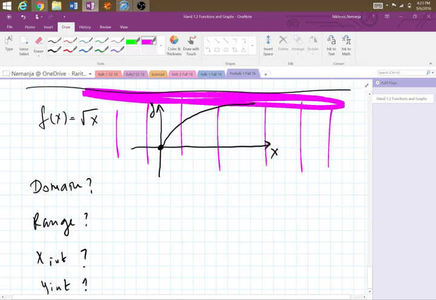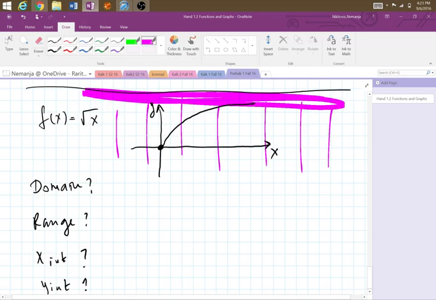Domain will be the shadow, because domain is on the x-axis. So domain is going to be the shadow that is created. Now observe over here, the light has nothing to hit, so there is nothing on this side. The first time the shadow is created is here, and there is shadow forever this way.